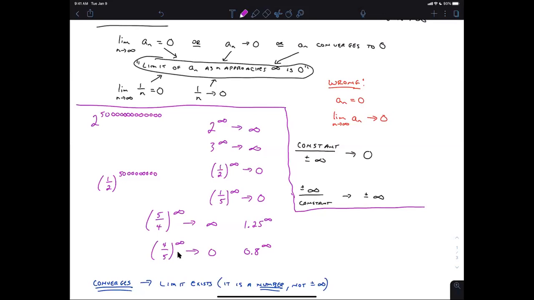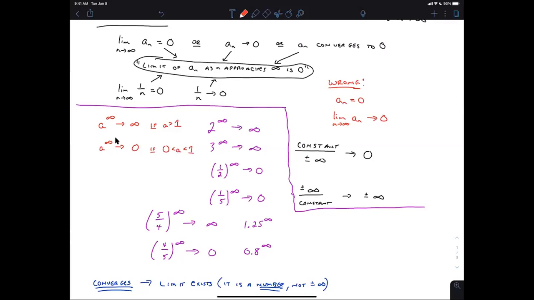And so if you have a to the infinity, that depends. So that goes to infinity if a is bigger than 1. If you have a to the infinity, that goes to 0 if a is between 0 and 1. And so that's a big deal. So like 4/5 less than 1, that goes to 0. So that 4/5 to the infinity. 5/4 bigger than 1, and so that goes to infinity because again bigger than 1.